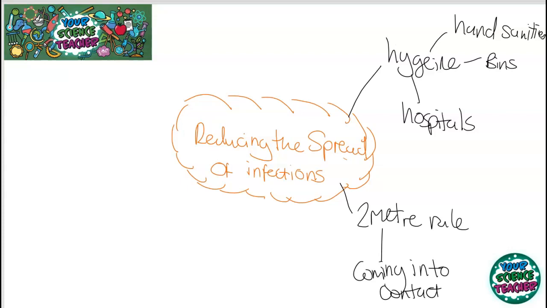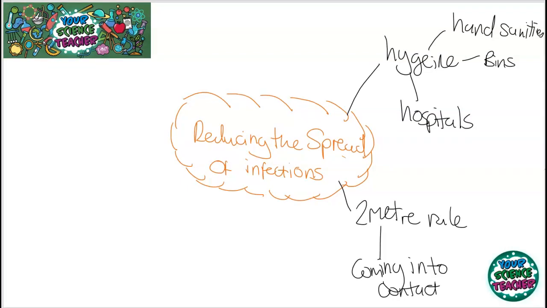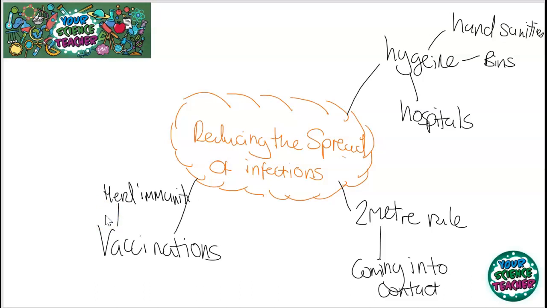As when you coughed, you weren't directly coughing straight into someone. We also reduce the spread of a disease by vaccinations. We're going to look at vaccinations in more detail in the next topic. However, it is important to remember vaccinations can give us something called herd immunity, which basically means that so much of the population has immunity to a disease that it can basically wipe it out.